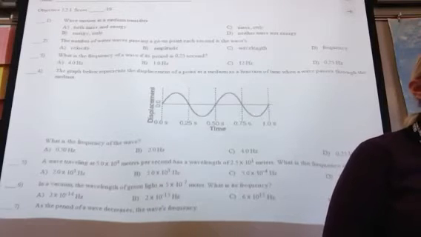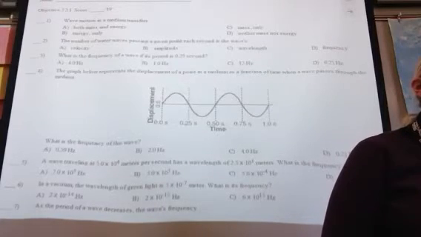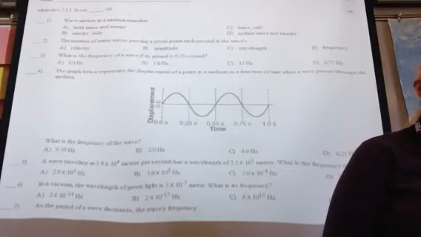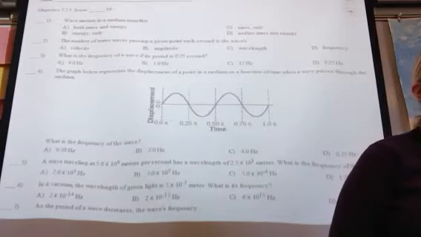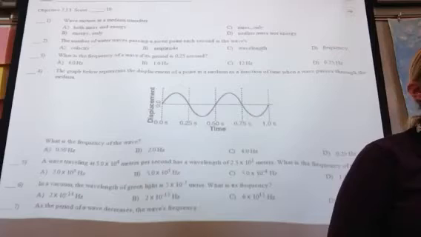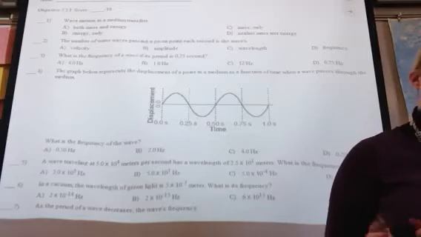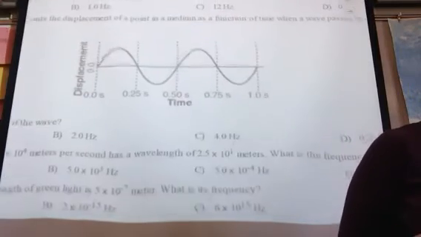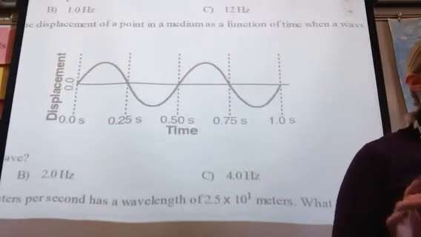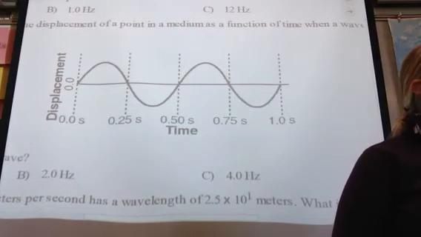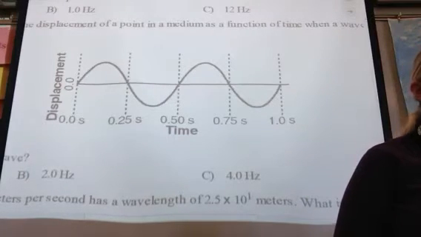The first objective was 2.2.1, which is analyzing how energy is transmitted through waves using the fundamental characteristics of waves, including wavelength, period, frequency, amplitude, and wave velocity. On your test, you had this diagram. I'm going to use this diagram to reiterate the vocabulary.